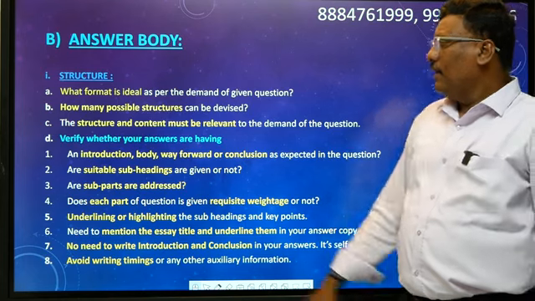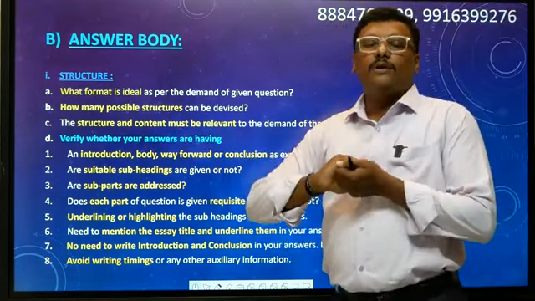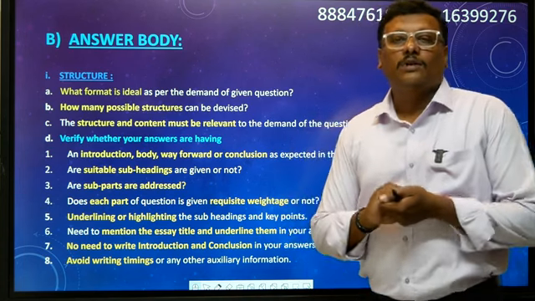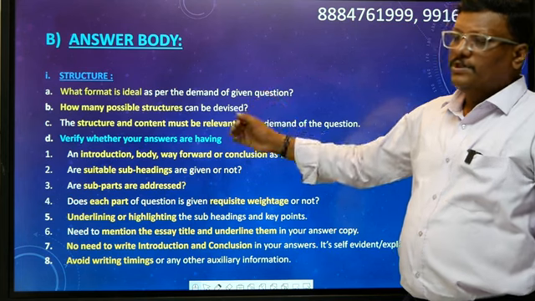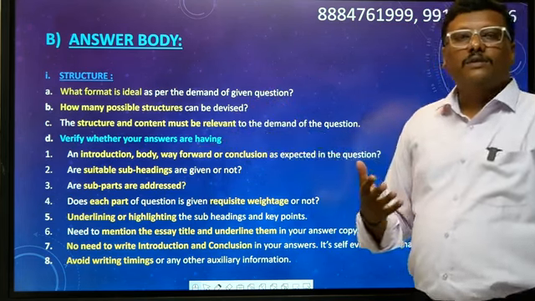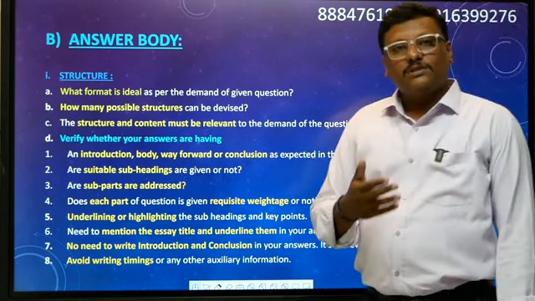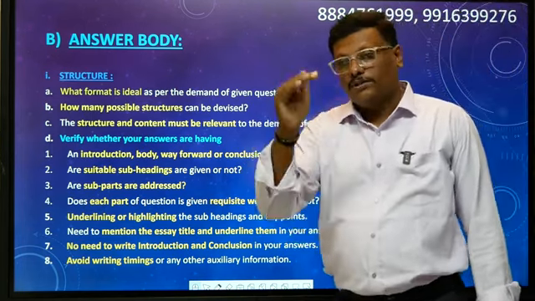We have already discussed. The structure you devise, and the content you present, should be in consonance with the total demand of the question. It should not deviate. You have presented a good structure, but if the content is not aligning with the demand or even with the structure, it is not going to be useful, and it has to be arranged properly in a chronological order.